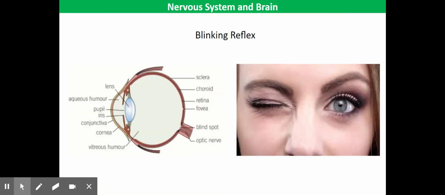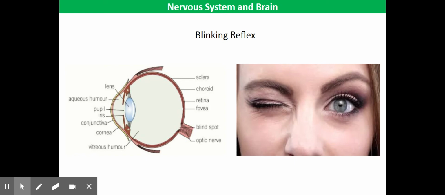So to the blinking reflex then. The blinking reflex causes temporary closure of the eyelids to protect the eyes from damage. The nervous pathway for the blinking reflex passes through part of the brain. In other words, the reflex is a cranial reflex.